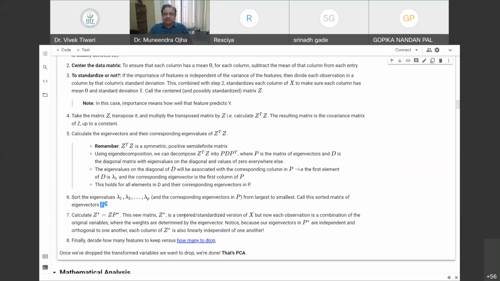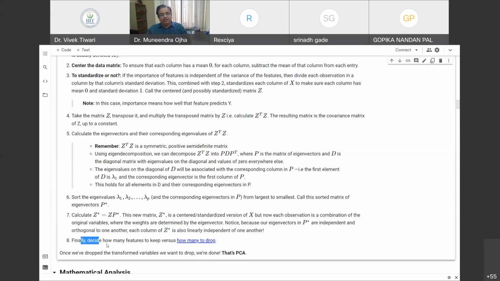This new matrix Z star is a centered standardized version of X, the original data matrix X. But now each observation is a combination of the original variables, where weights are determined by the eigenvector. So when we perform the linear combination, weight values are actually determined by the eigenvector. Because our eigenvectors in P star are independent and orthogonal to one another, each column of Z star is also linearly independent of one another. So there is no covariance among these.